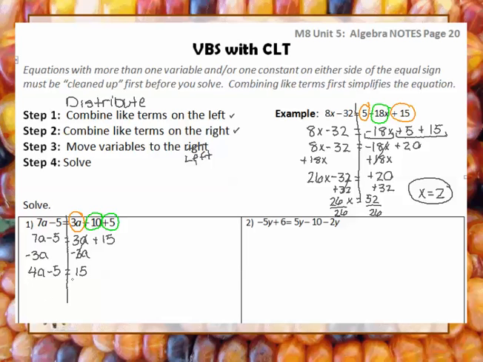Now I just have a two-step equation. So I'm going to add 5 to both sides to get rid of that constant. I'm left with 4a is equal to 20. Then I can divide by 4 to get that 4 away from the a. And I'm left with a is equal to 5 for my final answer.